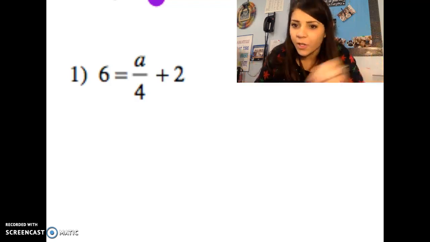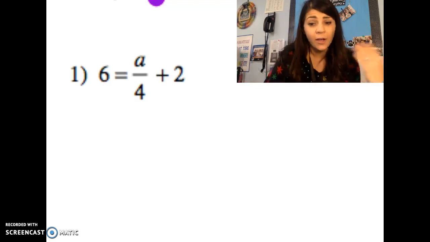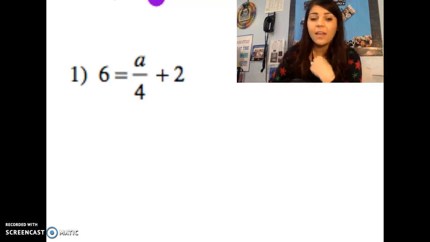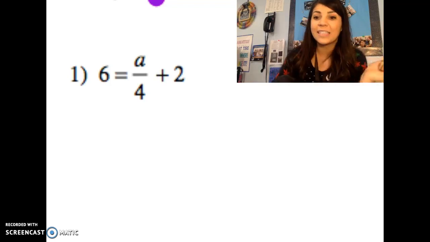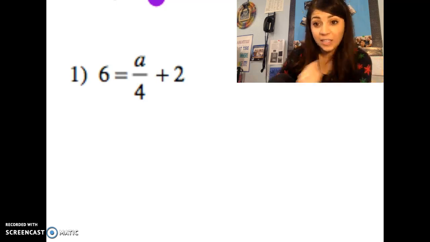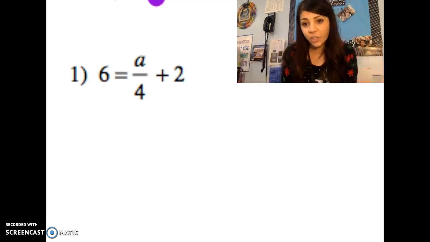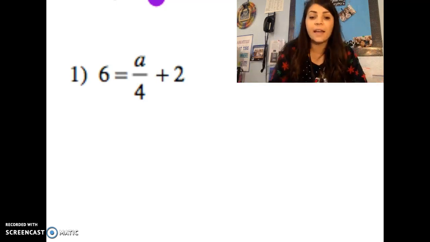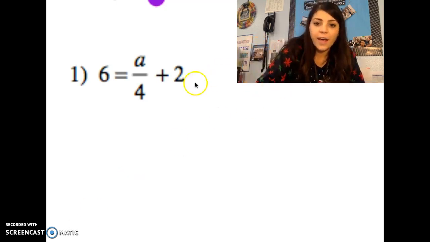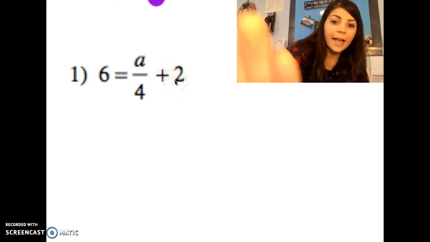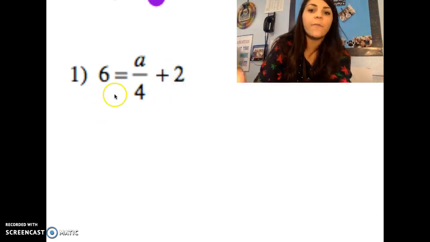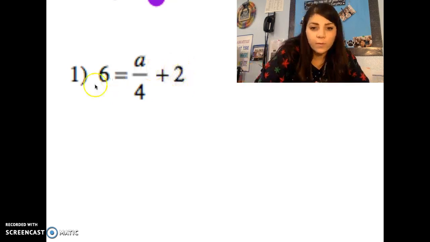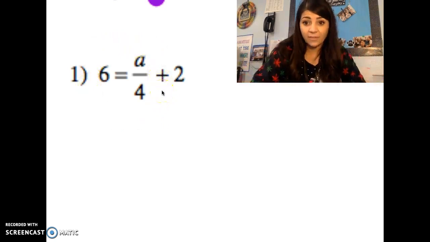So the first problem on your worksheet, which you should be following along at home if you don't have it already, is number 1, where it says 6 equals a over 4 plus 2. What you have to know for these ones is that if I came over and I covered up this 2, okay, I can't actually cover it, but just pretend I'm covering it, so that you only saw 6 equals a over 4, right? Just in this area here. That's a one-step equation, okay?